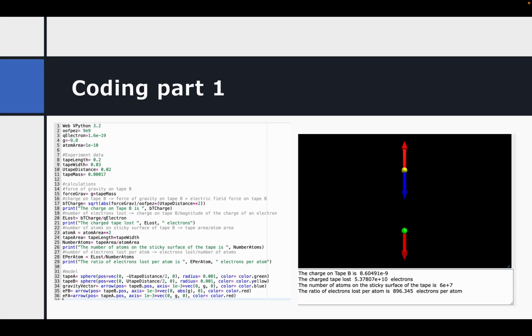This is the first part of the code where I just input the measurements into the code, and then on the right we see the output where the red arrow is the electric force and the blue arrow is the gravitational force. So as a conclusion, we see that the forces on tape B are balanced.